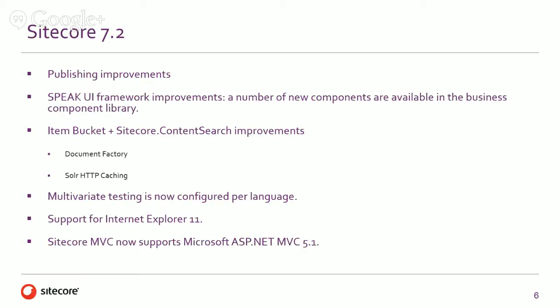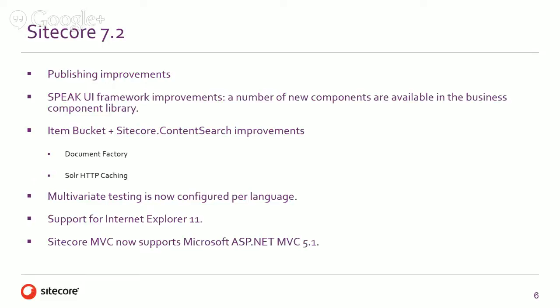7.2 also meant that there was a Speak UI framework update, adding more components, really broadening the scope of what you can actually create with the Speak framework. Really good stuff, and what they call the business component library, which is a set of standardized components for when you're building your applications.